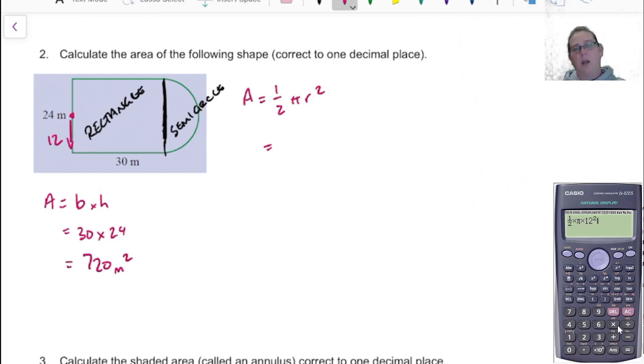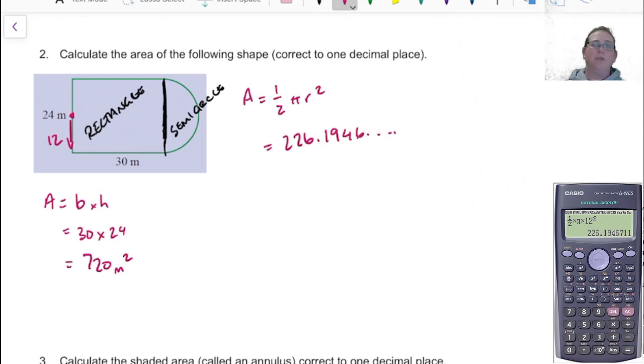Hopefully you all understand where the 12 comes from. 12 being half of 24. 24 being the diameter of our semicircle. Again, just need to hit that S to D button, and we're going to get 226.1946. Continuing on.